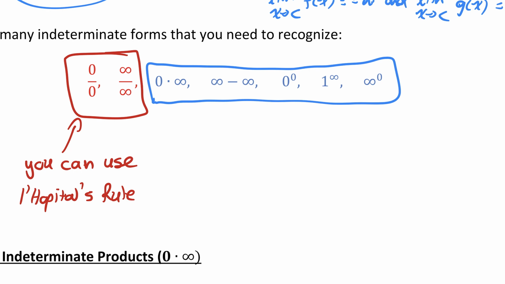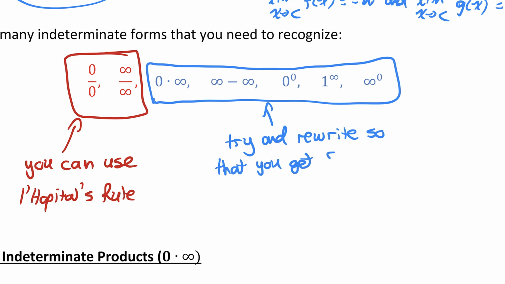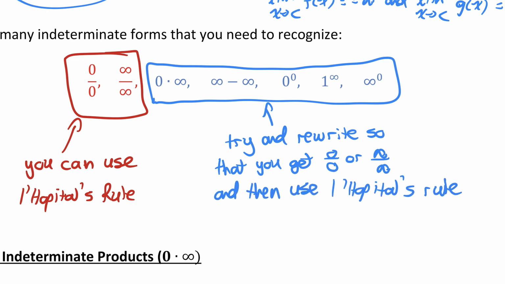But there are some tricks to rewrite the functions so that we end up getting indeterminate form of 0 over 0 or infinity over infinity. So we'll try and rewrite these functions so that you get 0 over 0 or infinity over infinity, and then use L'Hopital's rule. So let me show you each of these other types of indeterminate forms, the ones that I've highlighted in blue. In the previous video, I went over the ones highlighted in red, the typical L'Hopital rule examples. These ones are going to be a little bit more challenging because we're going to have to do some rewriting before we can use L'Hopital's rule.